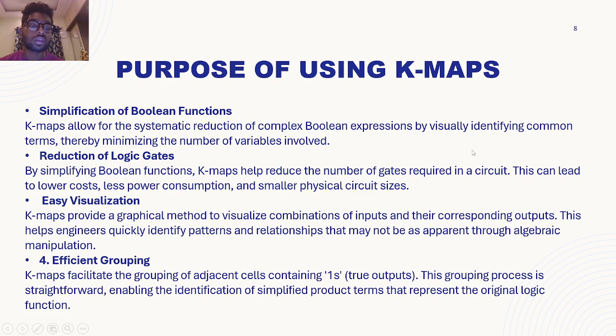Easy visualization. K-maps provide a graphical method to visualize combinations of inputs and their corresponding outputs. This helps engineers quickly identify patterns and relationships that may not be apparent through algebraic manipulation. Efficient grouping. K-map facilitates the grouping of adjacent cells containing ones, that is, true outputs. This grouping process is straightforward, enabling the identification of simplified product terms that represent the logic function.